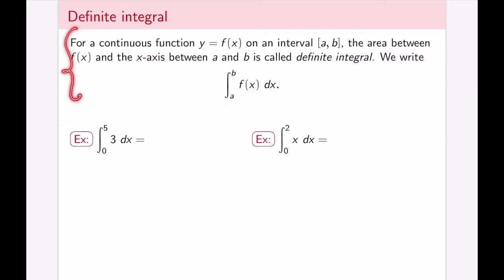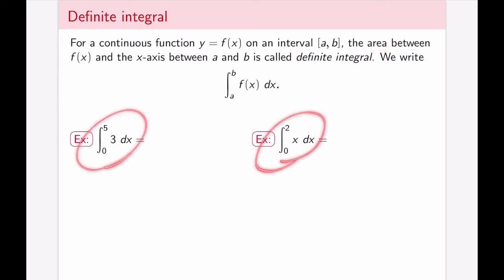Using the definition of the integral as the area, we can calculate integrals of simple functions purely geometrically. So let's see what we can do here. What is this notation asking for? It's asking for the integral, which is the area under the function and above the x-axis, between 0 and 5, when the function is simply a 3.